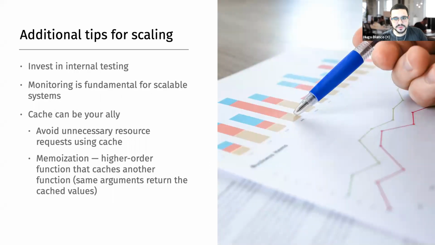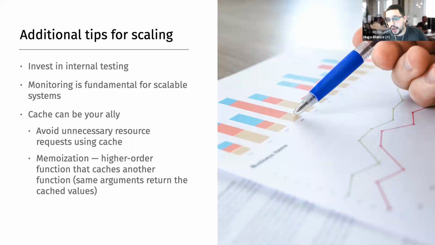And some additional tips for scaling: invest in internal testing. After creating a feature, even if not delivering it directly, invest in internal testing. Create dogfooding sessions, test internally your code, and your ability to grow, your ability to support larger data sets, for example. Also, monitoring is fundamental for scalable systems. And I'll talk a little bit about monitoring in the next topic.